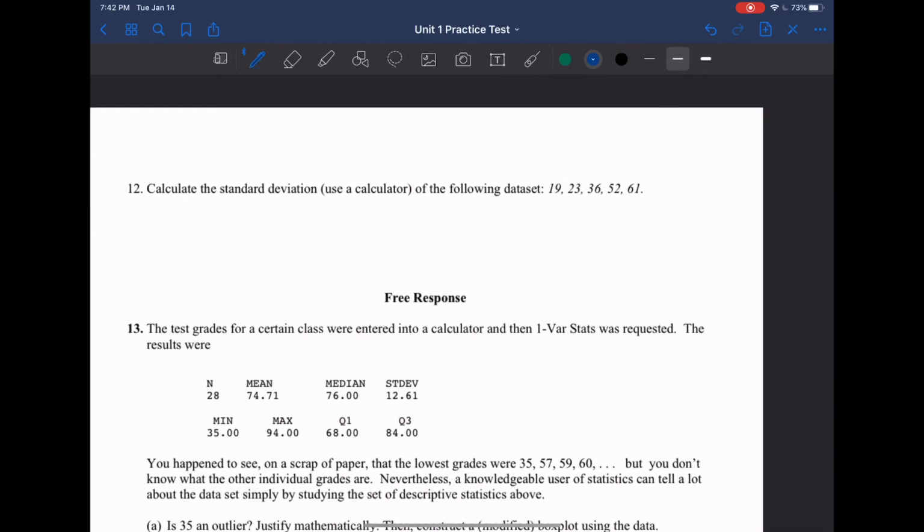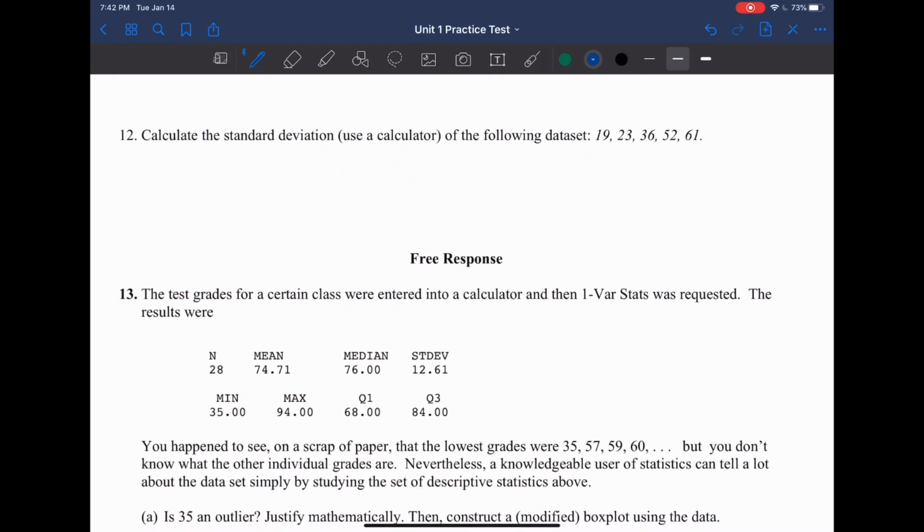All right, the next question is asking us to calculate the standard deviation using a calculator. So remember, we're going to enter this data into list 1 and then do 1-Var Stats. And standard deviation is Sx. And when we do that, we get a standard deviation of 18.3.